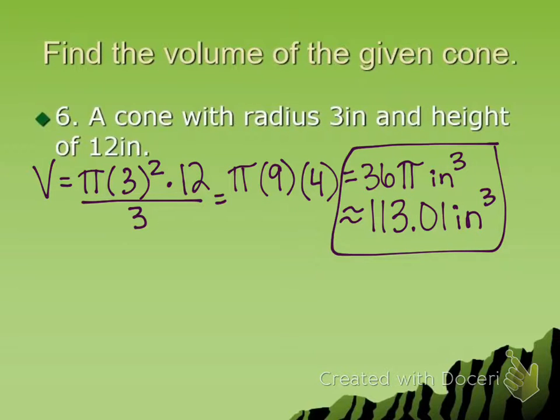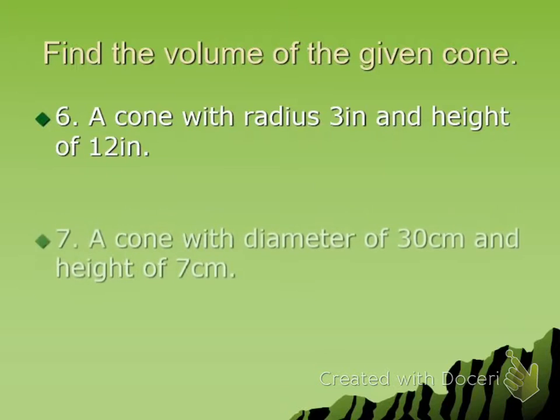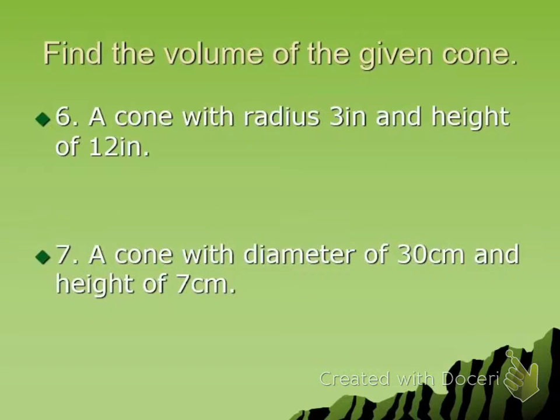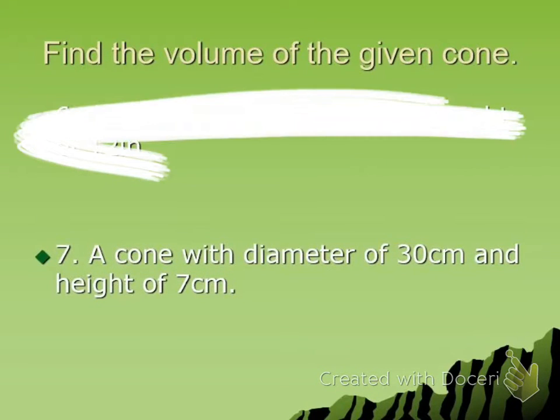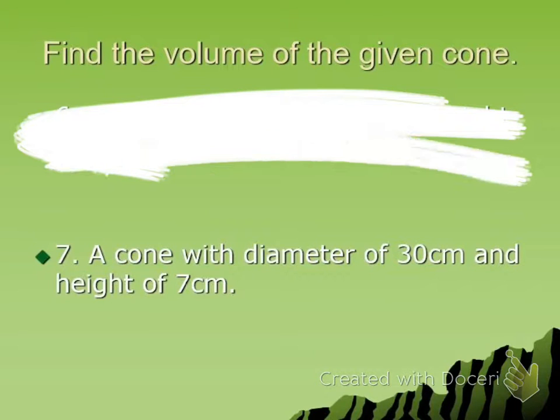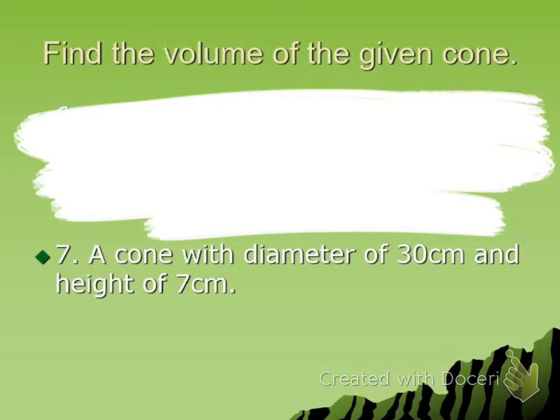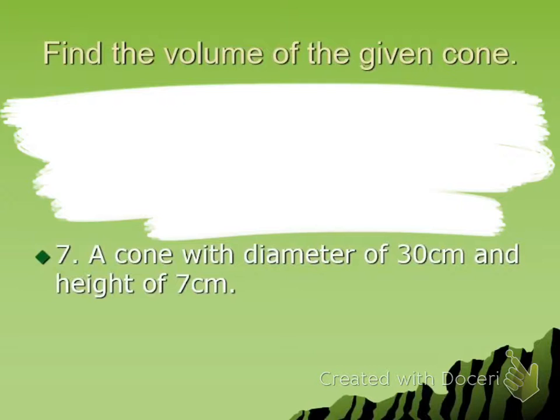All right, we need to get through number 7. What's different about number 7 from number 6? Good. They gave us a diameter and not a radius. So I need to be able to know what my radius is from the diameter. It is 15. How'd you get that? Good. A radius is half of your diameter. So for our radius or r, we have to use a 15.